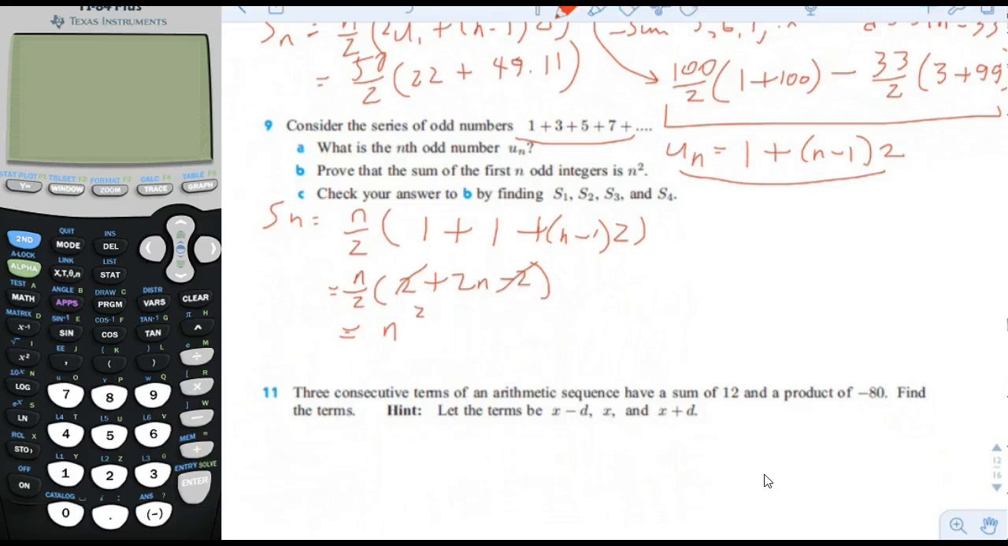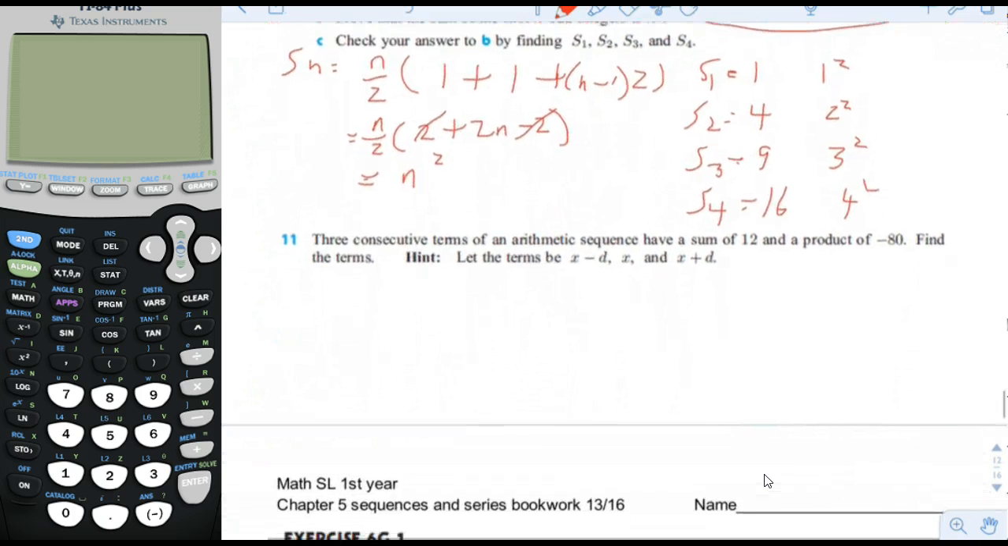Check your answer to B by finding S1, S2, S3, and S4. Okay, so let's see. S1 is just equal to 1, which is 1. S2 is equal to 1 plus 3, which is 4. S3 is equal to 1 plus 3 plus 5, which is 9. S4 is equal to 1 plus 3 plus 5 plus 7, which is 16. Oh, what do you know? Look at that. That's true, isn't it? So this is equal to 1 squared, this is equal to 2 squared, this is equal to 3 squared, and this is equal to 4 squared. Okay, cool.